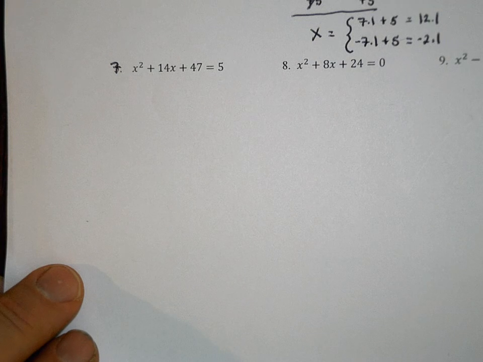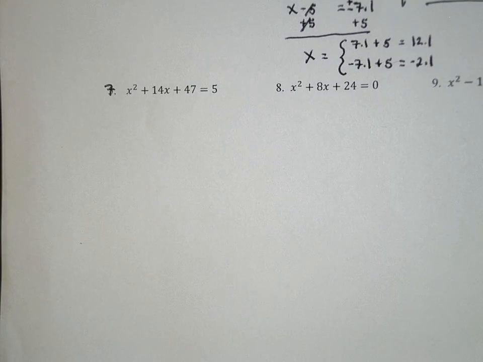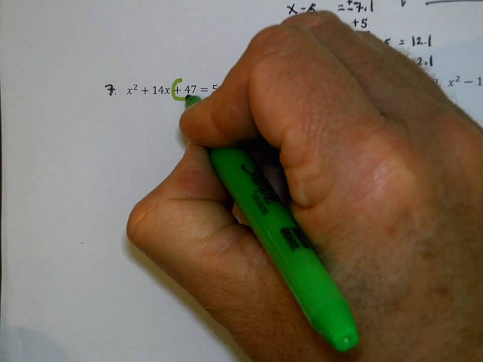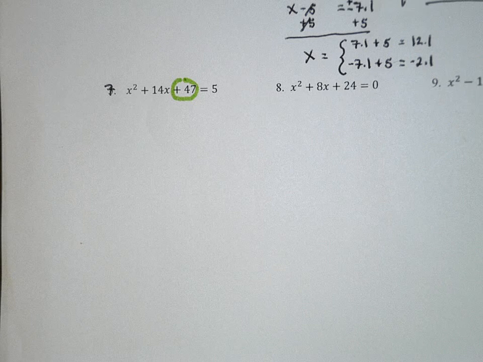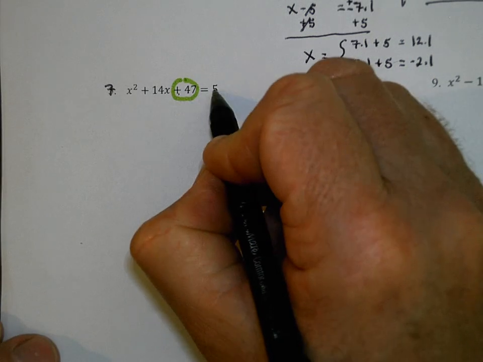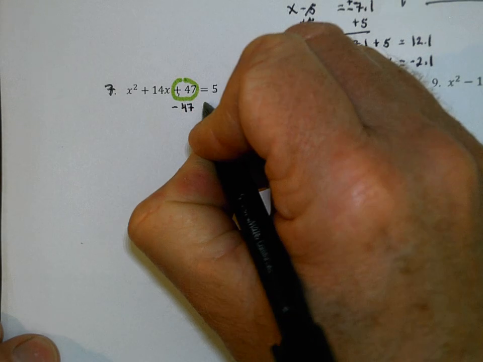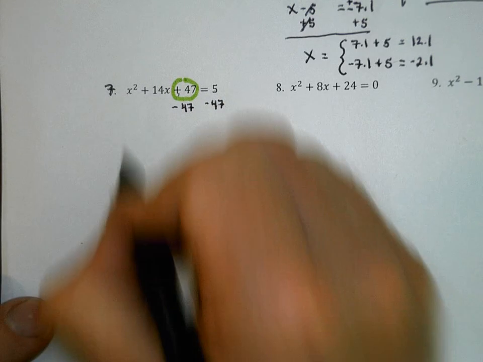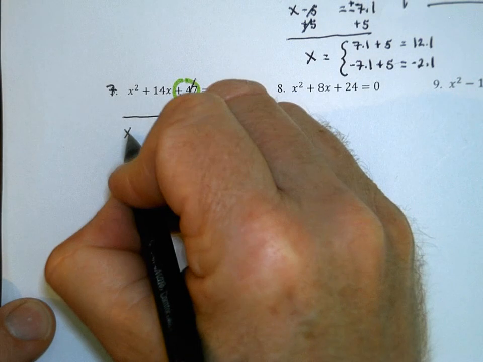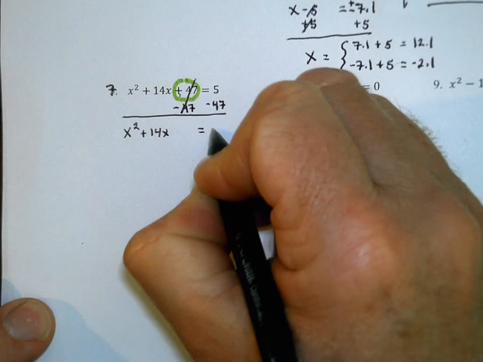x squared plus 14x plus 47 is equal to 5. So if you notice, I have a c value. If you have a c value, you need to move it from the left side to the right side of the equation. So my first step here is I'm going to subtract 47 from each side of the equation. When I do that, these 47s will cancel out. I'm going to get x to the second power plus 14x, and that's going to be equal to negative 42.